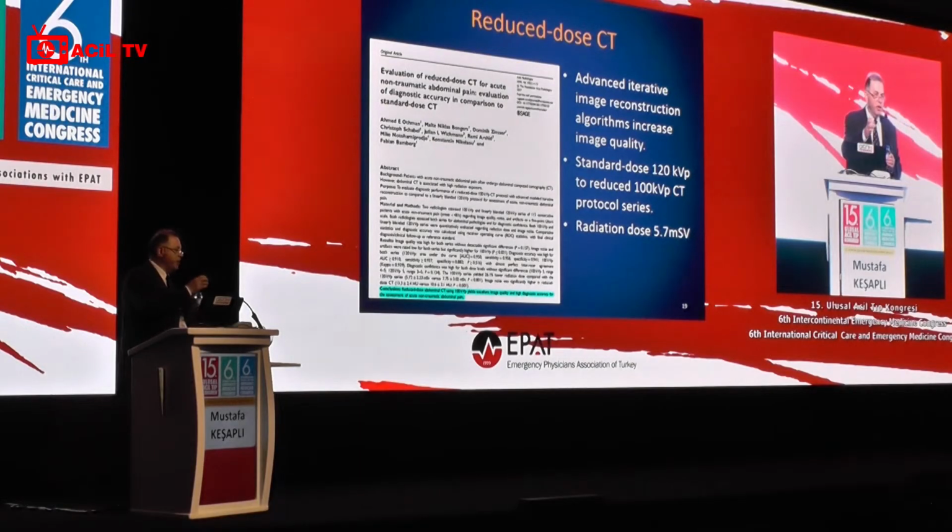Some of the recommendations to reduce the effect of radiation, mostly, are about reducing the dose of CT. I mean, most CT machines use a 120 kilovolt energy level of radiation. So if you reduce this energy to 100 or maybe 80, there will be much less radiation exposure to the people. In some papers, for example, they reduced the energy level from 120 to 100, and the radiation dose was approximately halved, almost 5.7.